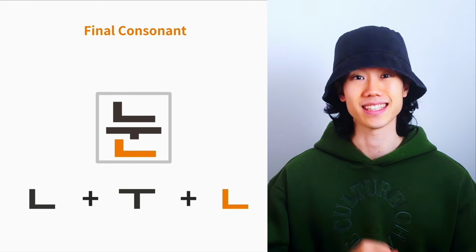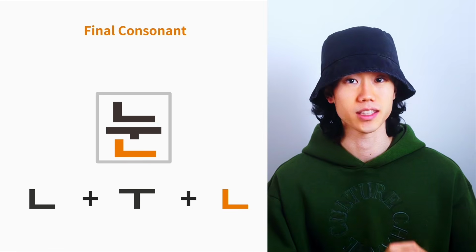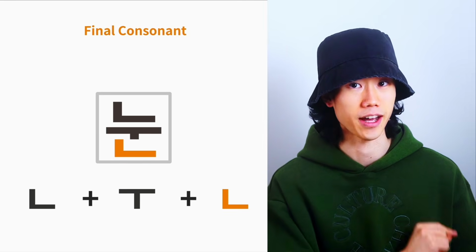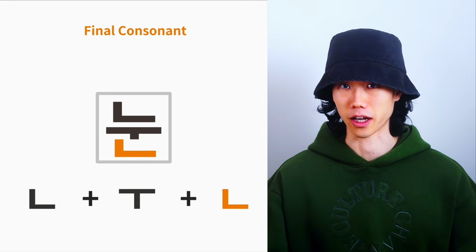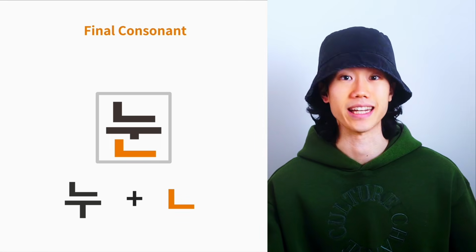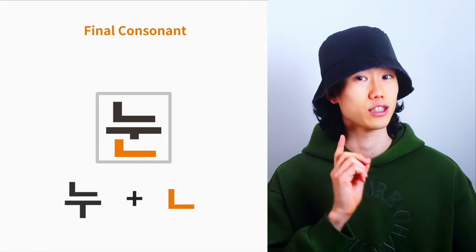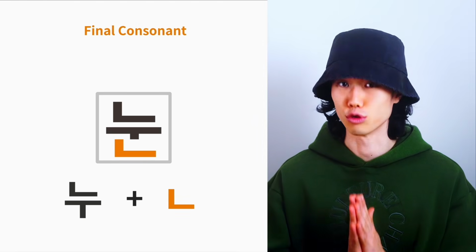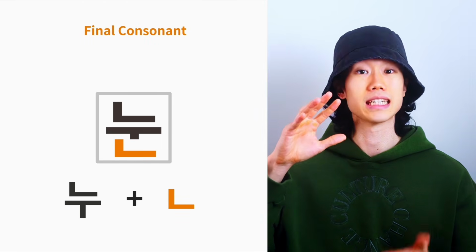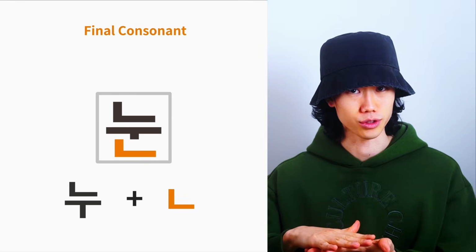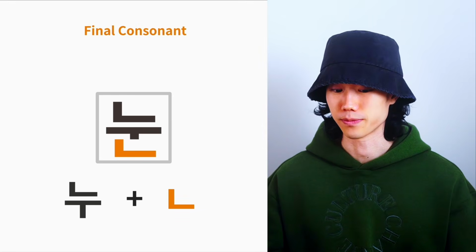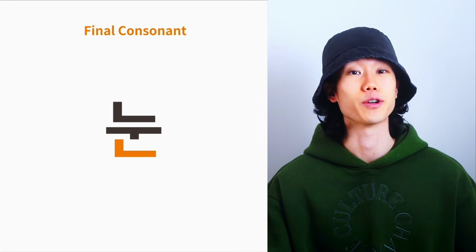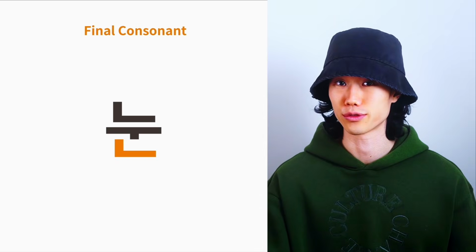It's made up like this. N sound consonant in the beginning, U sound vowel, and another N sound consonant in the final consonant. Without the final consonant, it is nu. Nu, right? Now let's add N sound final consonant to nu sound. Nu, n, nun. So, this is how we read this syllable. Nun.